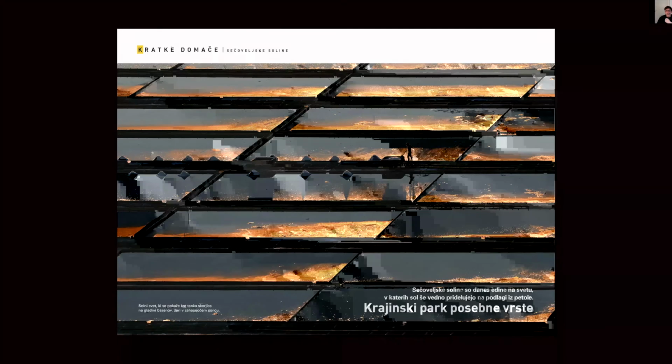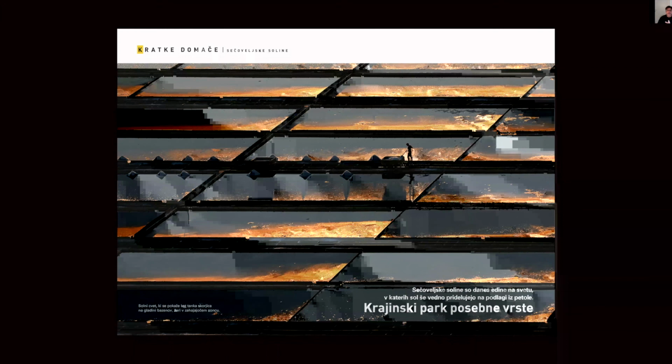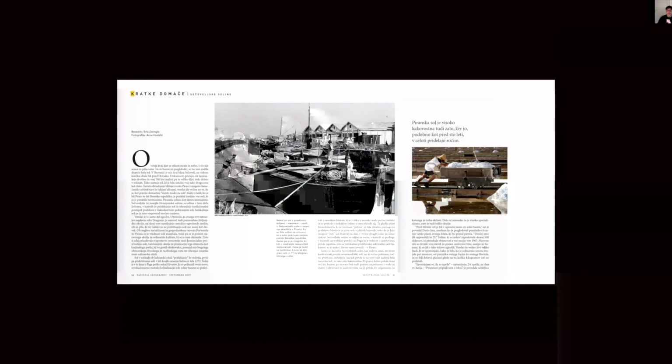Okay, we'll go here as well. These are salt pans of Sečovlje. Again, we will look a bit the sets. Sečovlje, Piran. This is a salt making pans, of course, in a traditional way, very, very traditional way. So that's why you have archive photos.